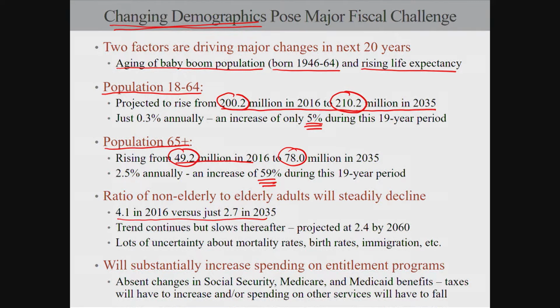The further out you go, the harder it is to make these projections because many things start to matter. How are mortality rates going to change in the future? How are birth rates going to change? What's going to happen to immigration policy? But if you use the Census Bureau, 2060 is the furthest out it goes, and in that year the ratio of non-elderly adults to elderly adults is about 2.4. So most of the change is going to happen between now and 2035. And this will very substantially increase spending on entitlement programs like Social Security and Medicare. And either taxes will have to increase to finance that growing demand, or spending on these programs or on other services will have to fall.